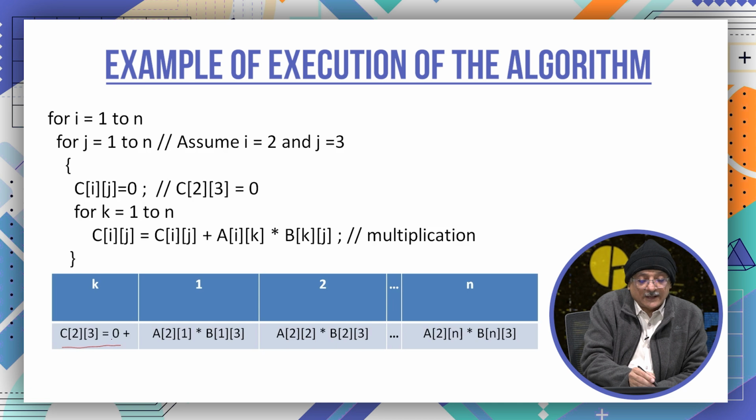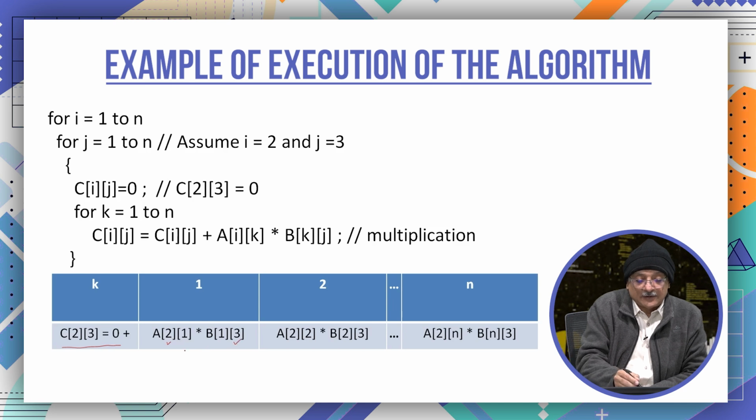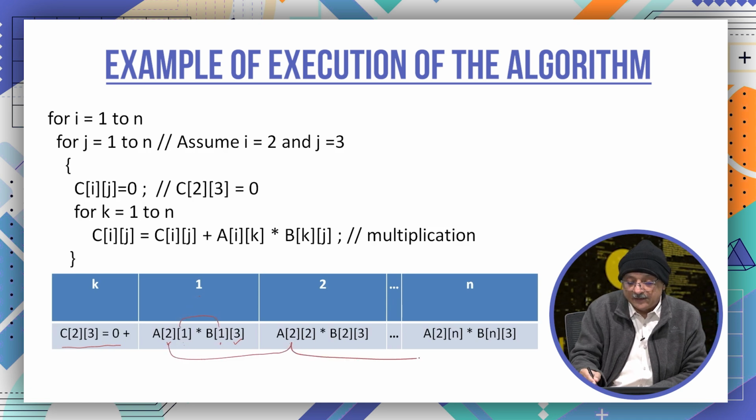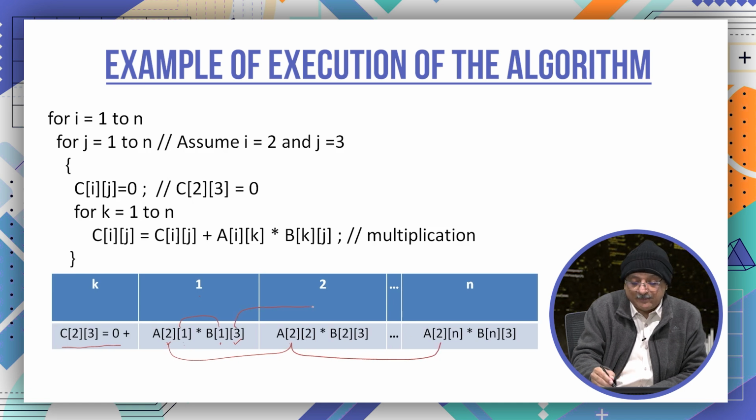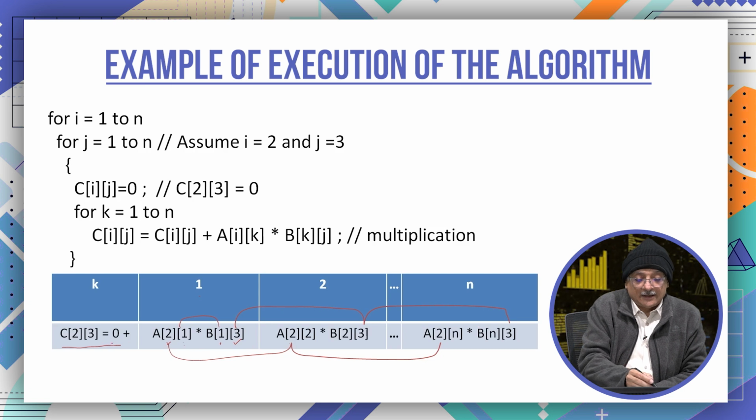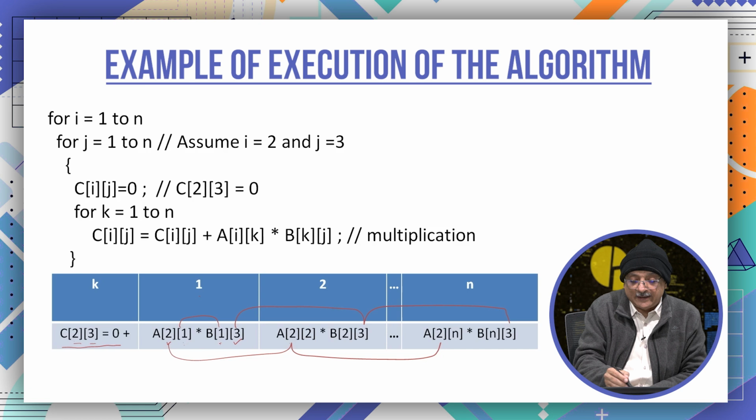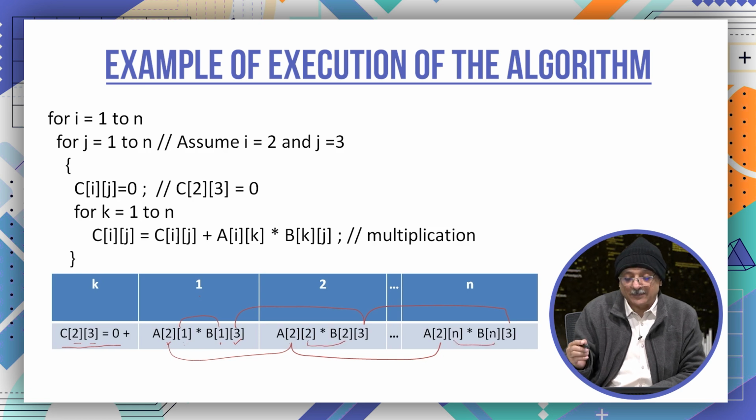So suppose I am computing C23. The row is second and column is 3. The value of k is 1, so this is 1 in both the places. Then this row is the same, you can see, and the column is the same, because that column belongs to B, and you are computing C23, and the value of k is changing. k is 1 here, k is 2 here, and k is n in this particular case.